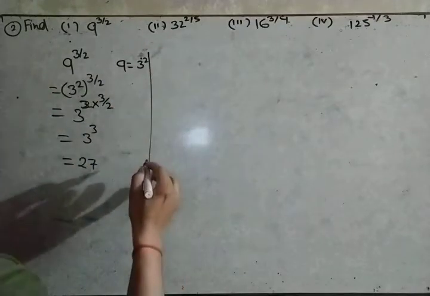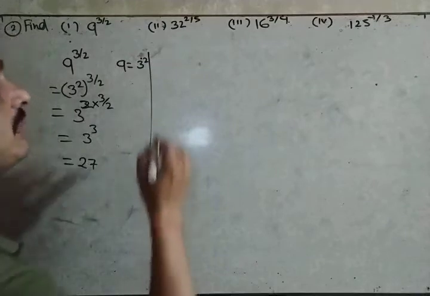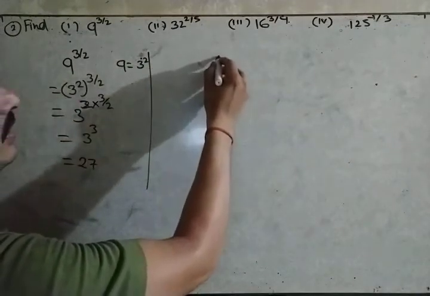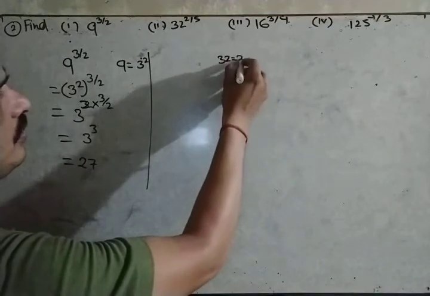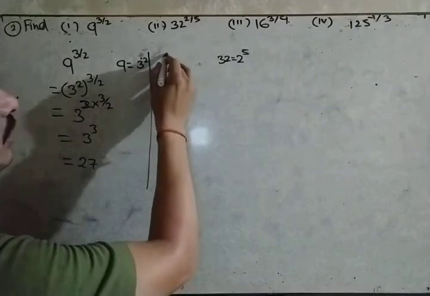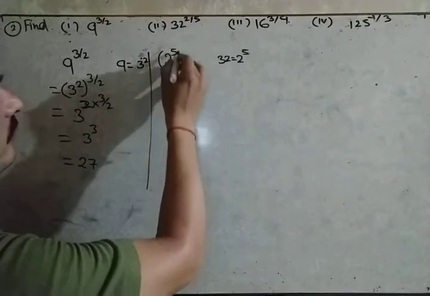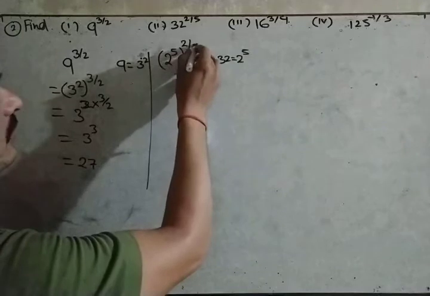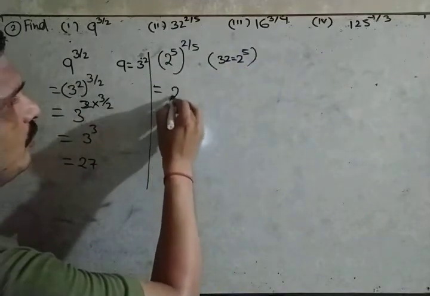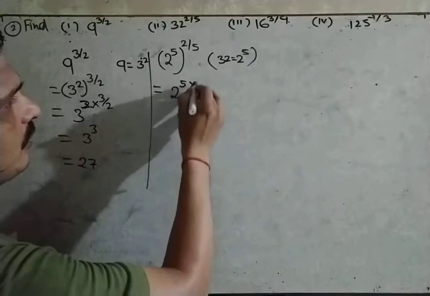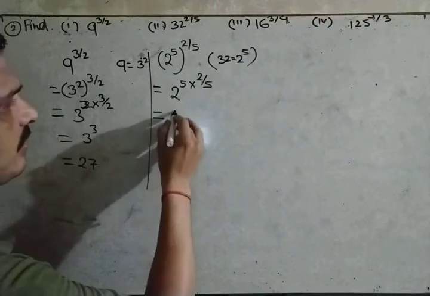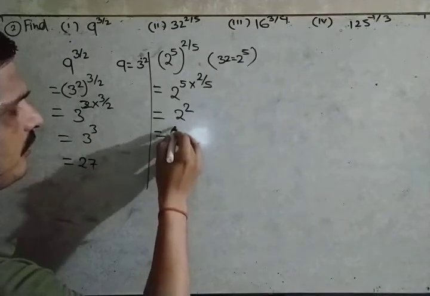Question second, we know 32 is 2 to the power 5. We know 32 is written as 2 to the power 5. Then how can you write 2 to the power 5, 2 by 5. Next step, the law of indexes, 4.